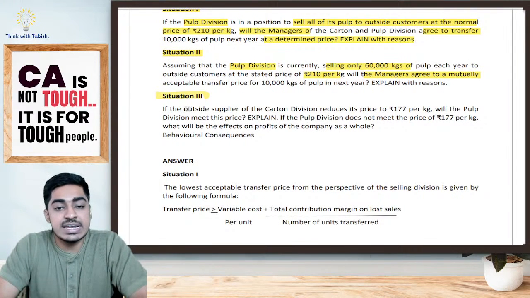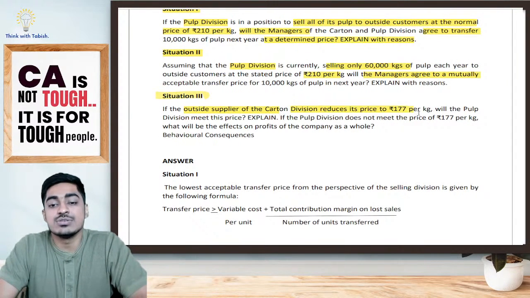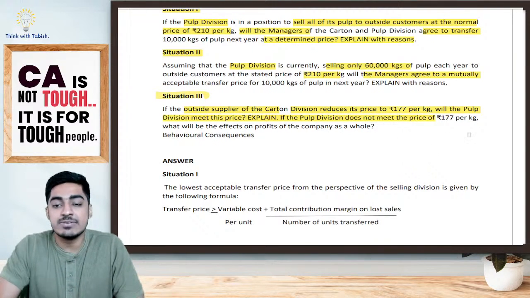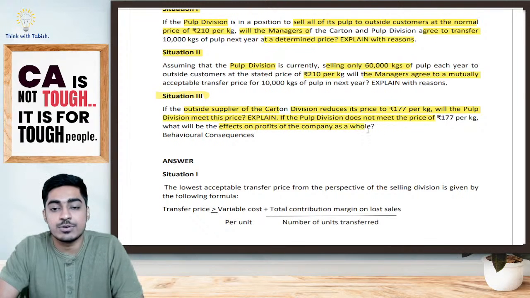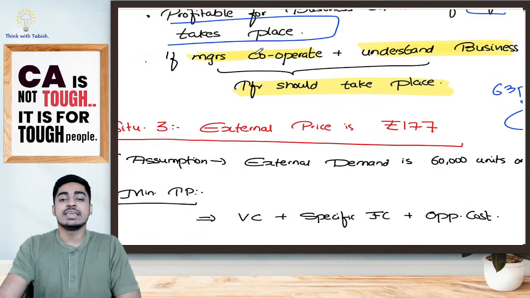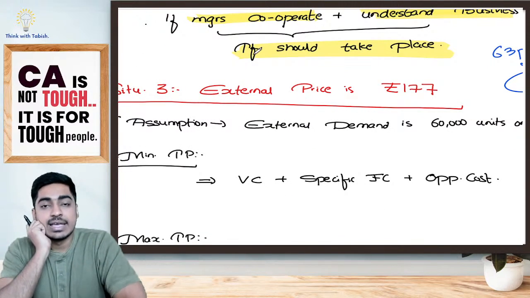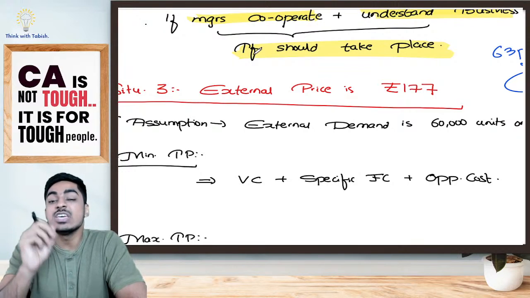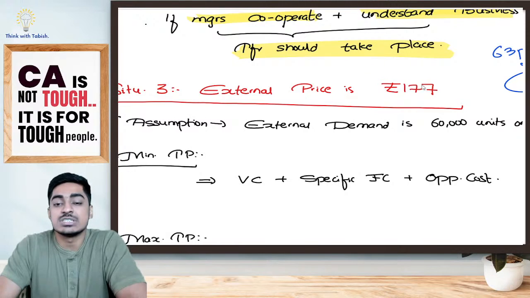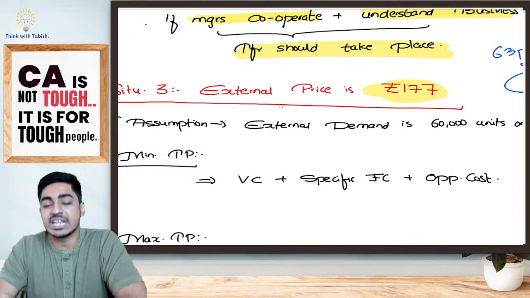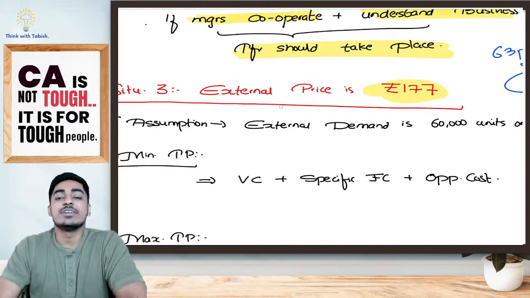If the outside supplier of carton division reduces its price to 177, will pulp division meet its price? If the pulp division does not meet the price, what will be the effects on profits of company as a whole? Tell the consequence. Till now we were telling pulp carton was purchasing it at 210 minus 10% discount. Now the outside supplier is giving even more discount. He is saying, you give me 177 rupees, it is sufficient. Now what should the company do? Whether internal transfer should happen or else we need to buy it from outside.